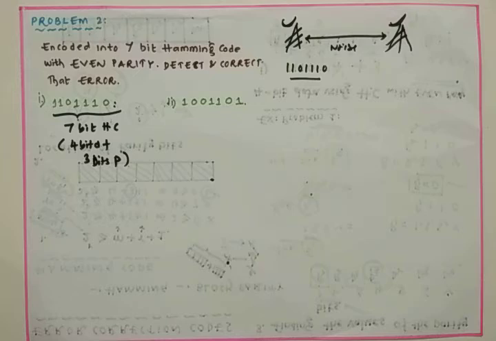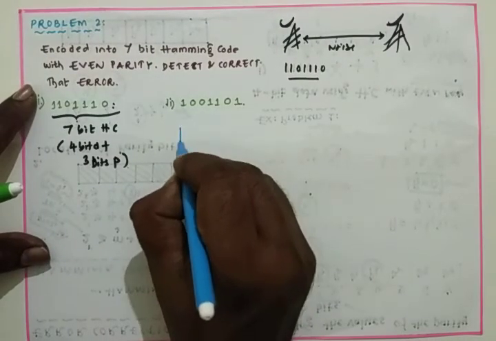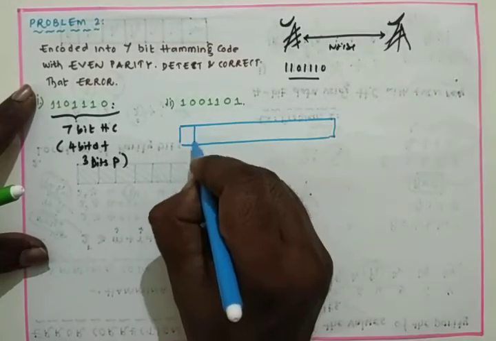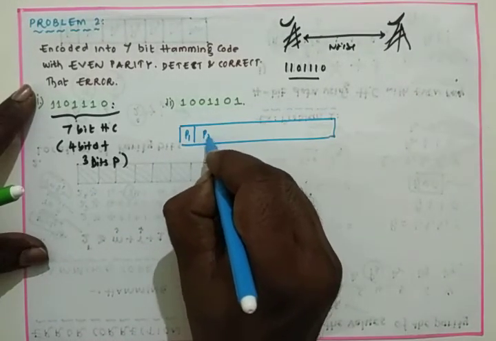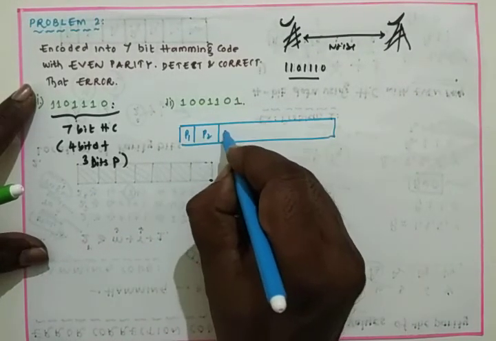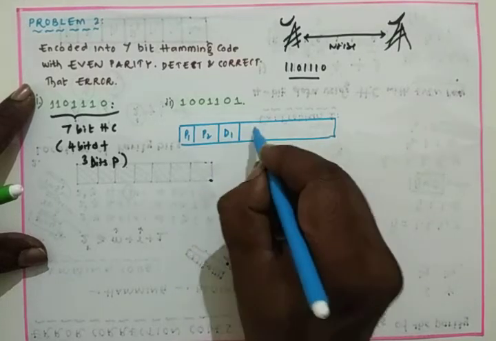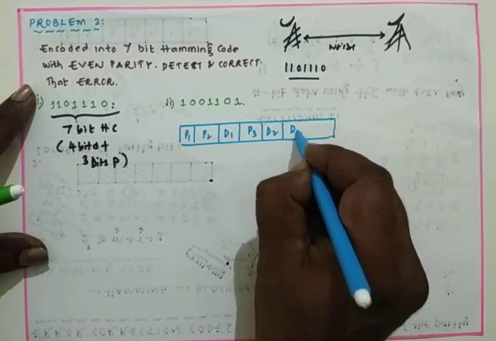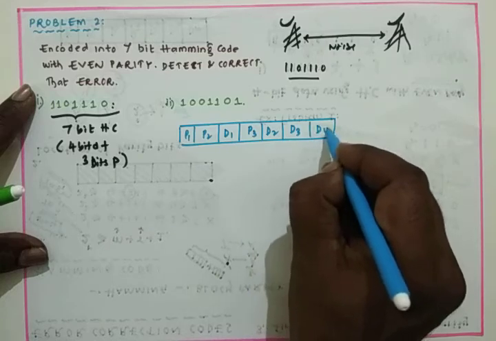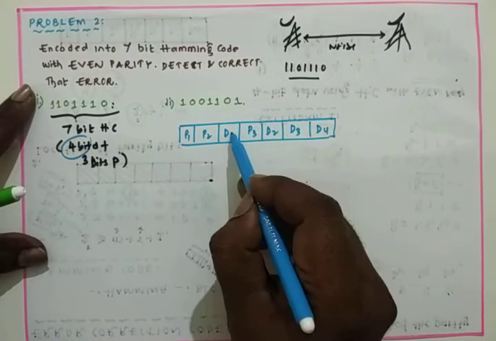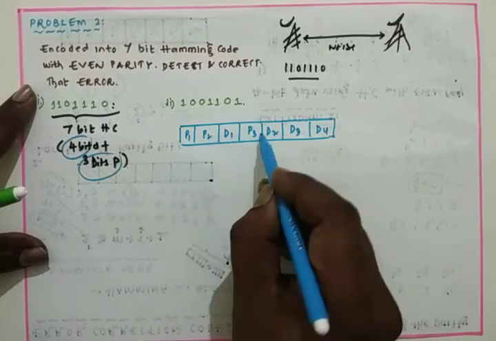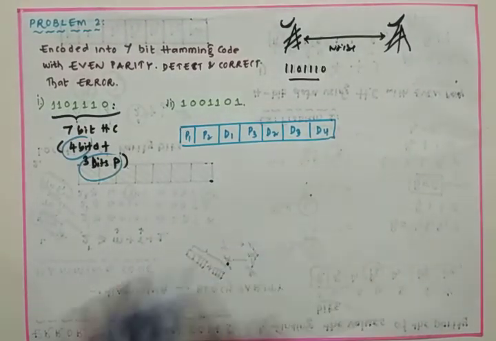Then I am going with the first one: construction of the Hamming code. It is P1, we know that. P2. The next one is D1. Next is P3, D2, D3 and D4. 4 data bits, 1, 2, 3, 4, and 3 parity bits, P1, P2 and P3. This is the given question.